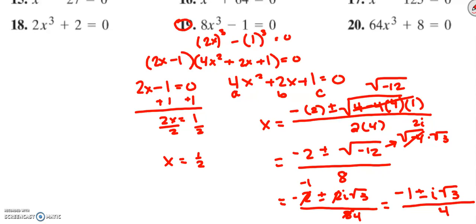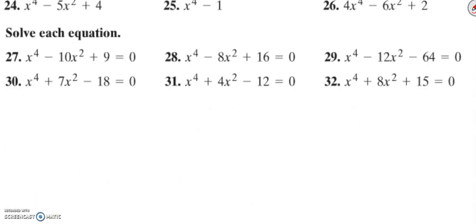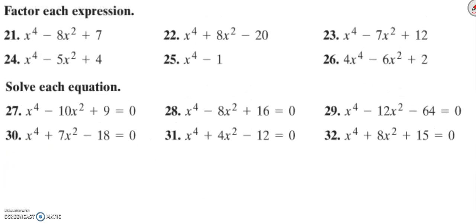Alright, so we have the three answers. We have the 1/2, and then we have the negative 1 plus or minus i root 3 over 4. Looking at our higher degree polynomials, we need to use our quadratic properties to actually factor the 21 through 26.